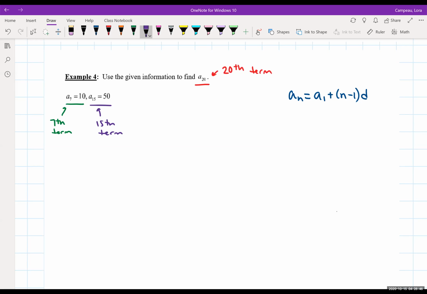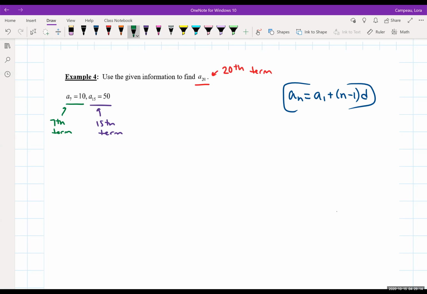And since these terms are not consecutive, we don't really have an idea of what the common difference would be just by inspecting them. So what we have to do for ourselves is we just use this general formula for the general term, and we plug in the information that we know for the 7th term and the 15th term. So I'm going to do that for ourselves.